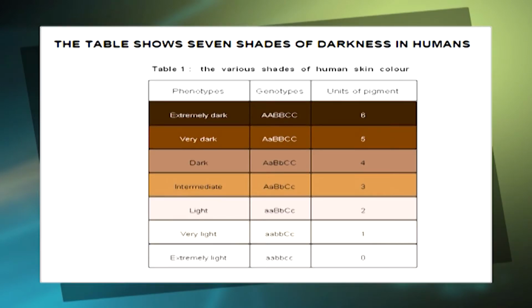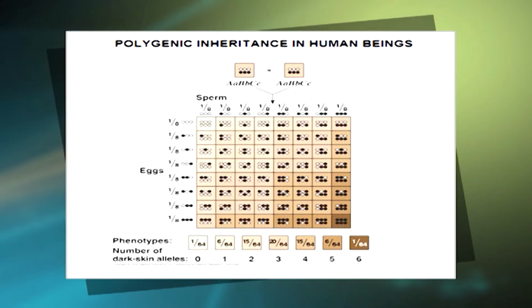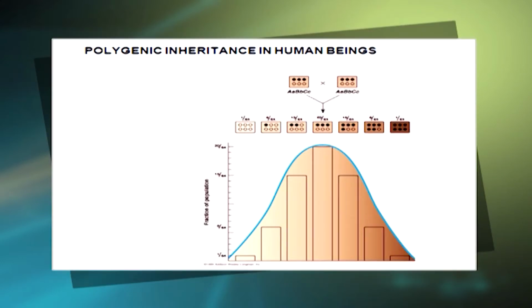The phenotypes represent 7 different types. The 7 shades of darkness of skin are represented over here. To the extreme left is the totally light shade, and in the middle is the mix of both extreme colors, represented by 20 numbers, and towards the extreme right is the dark color, which is represented by just 1 number. If this data is put together as a graph, it will be represented as a bell shaped curve.